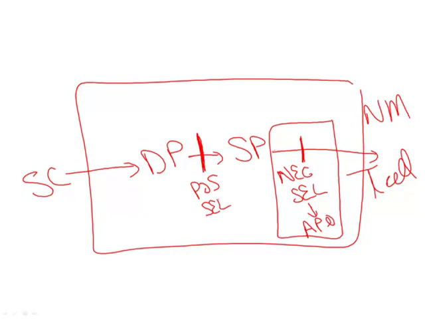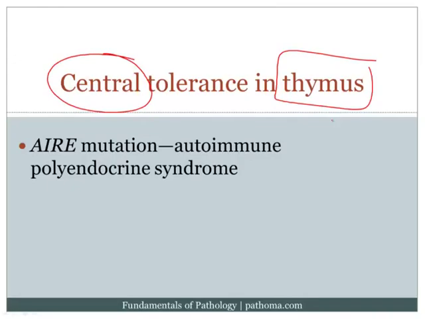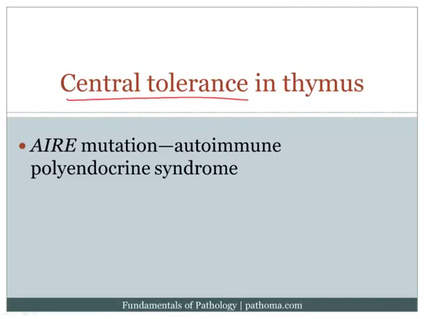This is a little bit of background concerning central tolerance, and I've mentioned that here in your text where I say that central tolerance occurs in the thymus, and of course that's going to be for the T cells. Now, just to highlight the importance of central tolerance, I've mentioned a very rare disorder called autoimmune polyendocrine syndrome that can arise when central tolerance goes awry.